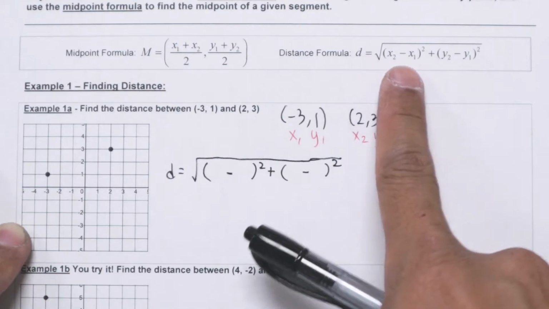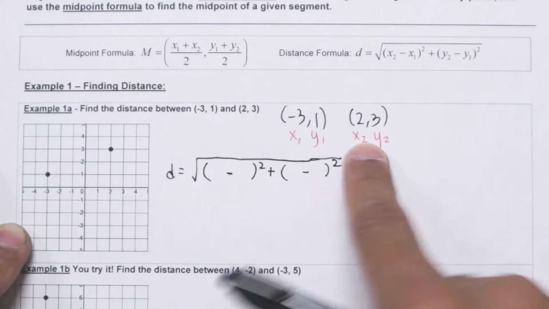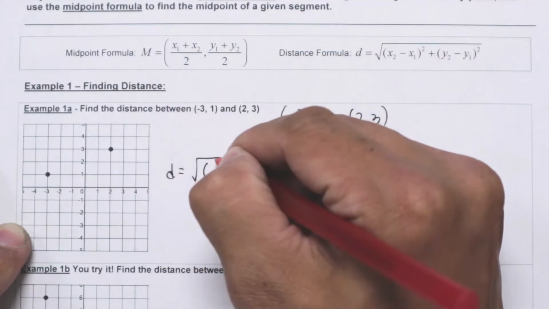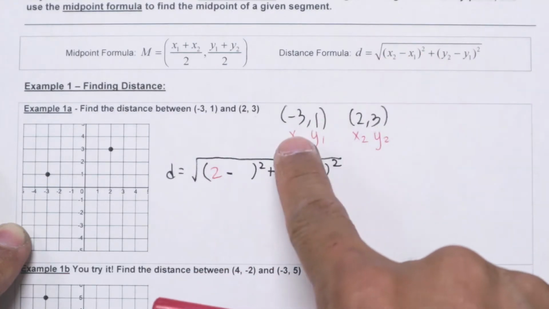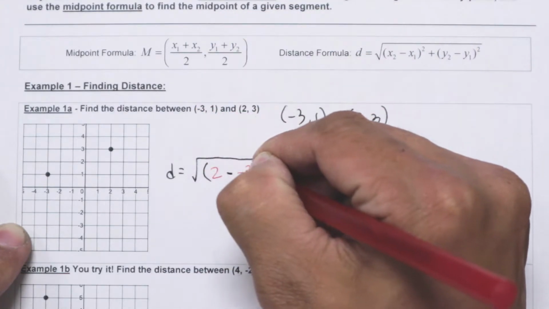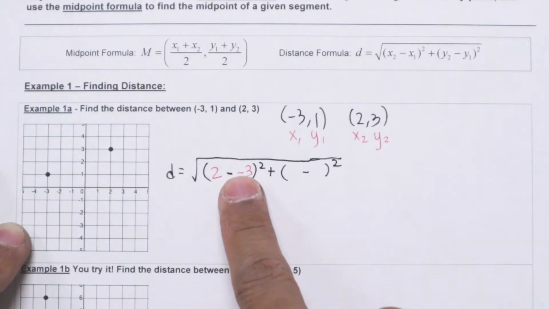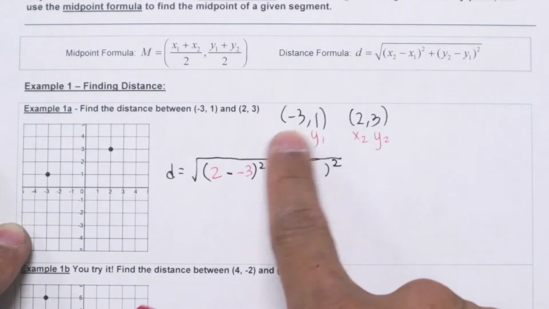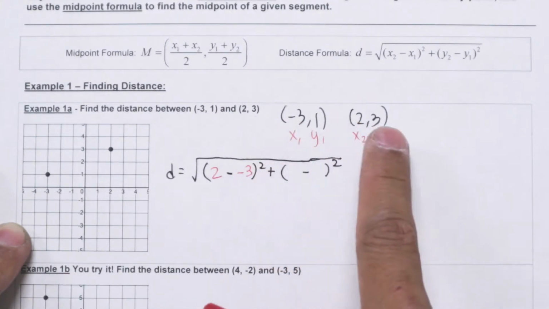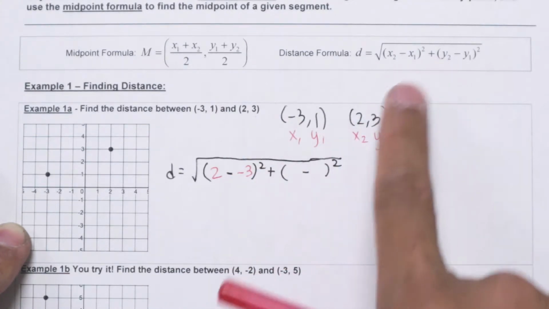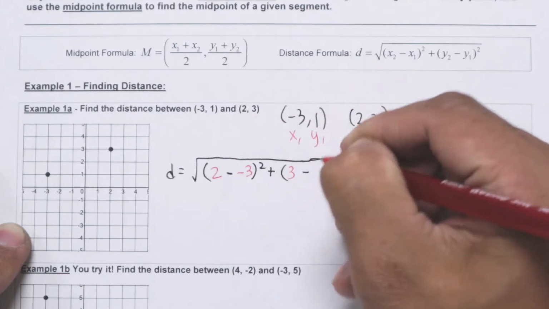So let's actually match the letters. x sub 2, which is 2, we're going to put right here. And then x sub 1, which is -3, so we're going to put -3. Now be careful, there is double subtraction. There's a subtraction from the formula, and there's a negative sign from the x sub 1 value, which is -3. Then we're going to continue. y sub 2 is 3 and y sub 1 is 1.